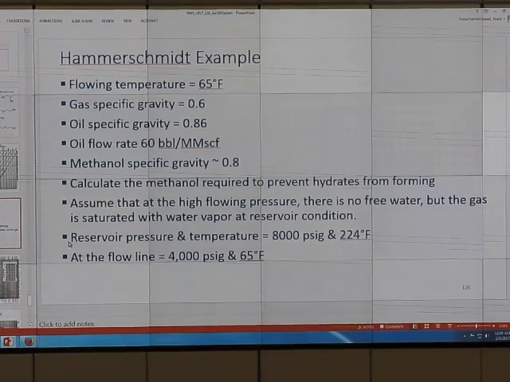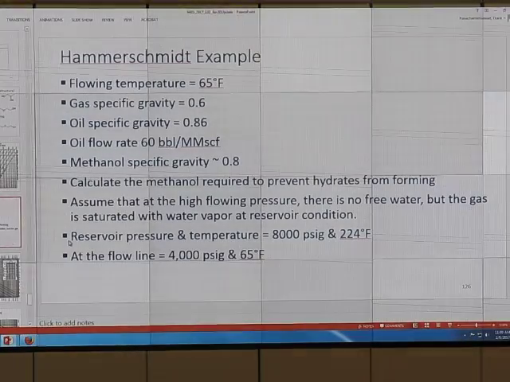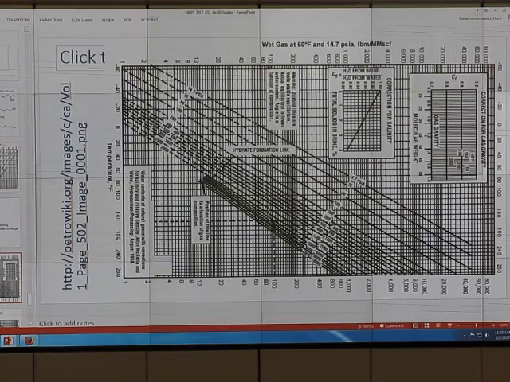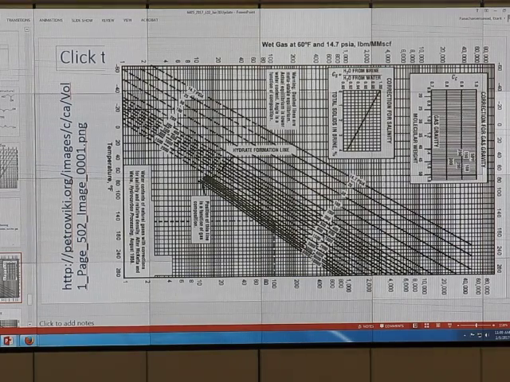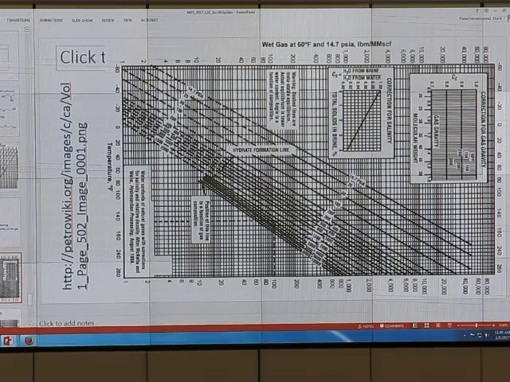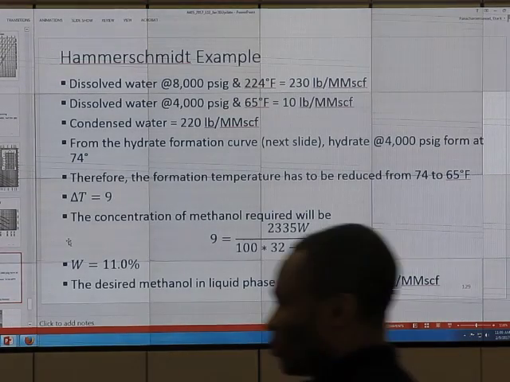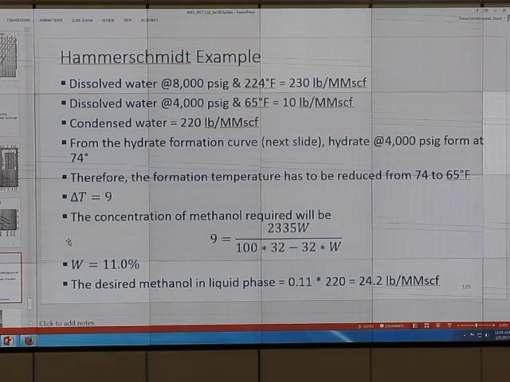Hydrodynamic inhibitor. It is a rough calculation. Okay. In the first step, we find out how much water is in the gas stream. This chart gives you the amount of water that comes out with gas, the amount of water that is dissolved. So we calculate the amount of water that dissolved at 8,000 and 4,000 psig, and we found that the condensed water would be 220. We did that together, right?